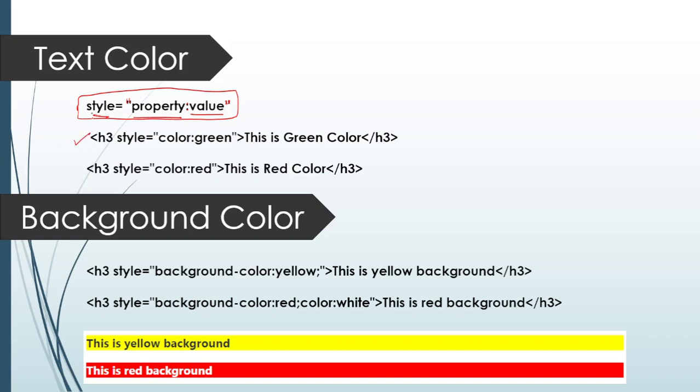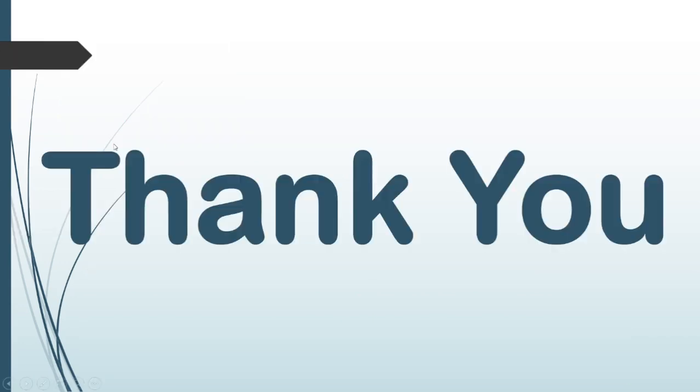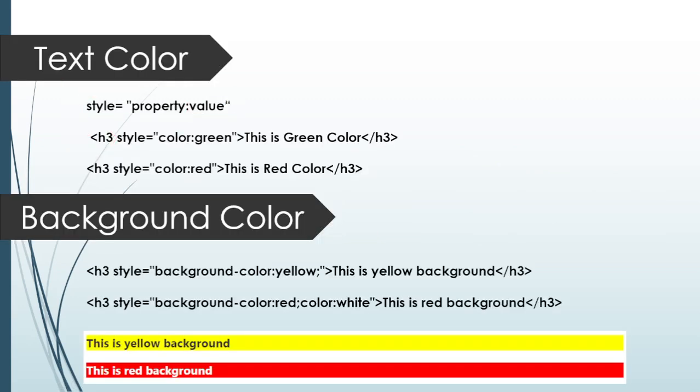In the next statement, you can see the text color example. This is the H3, that is heading 3 tag, and you can see we have used style as its attribute. Style, color colon green, and this is green color. H3 style, color red, this is red color. You can use anything. So this is the color property, which sets the text color.